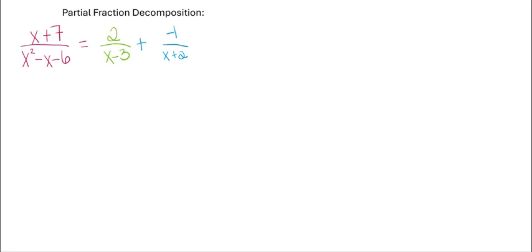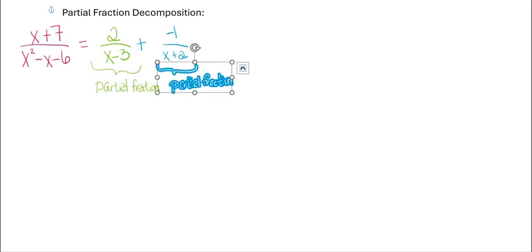Well, it's when you take a rational expression like the one I have up here in pink and you decompose it into the sum of two or more simpler rational expressions like the green one and the blue one. So the green and the blue are both partial fractions that, when you add them together and simplify, would end up being the pink fraction, which is a little more complicated.